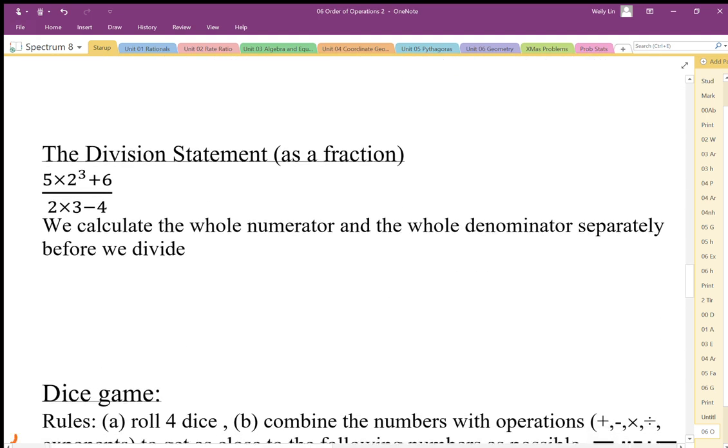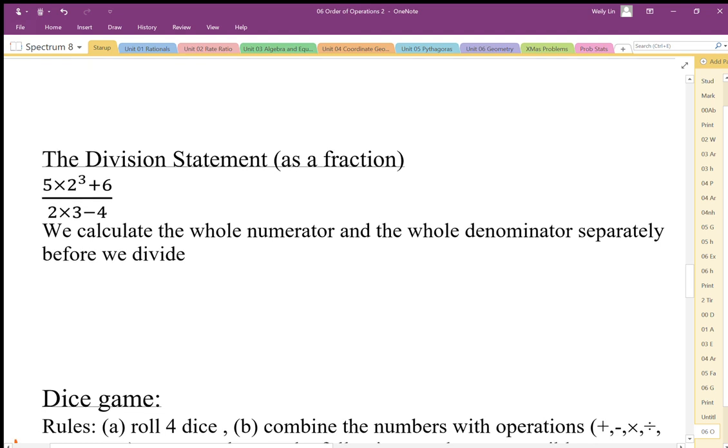So I talked about this part a little bit before, in that the division statement, we really want to start using a fraction. Because if I wrote this out in a line, 5 times 2 cubed plus 6 divided by 2 times 3 minus 4, well, this is really very different than what this calculation is. It's this divide that's the problem. The divide doesn't allow us to group things properly. So if we want to group things properly, we really should write it as a ratio.